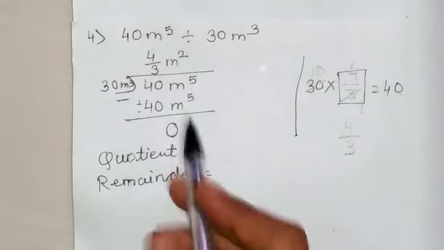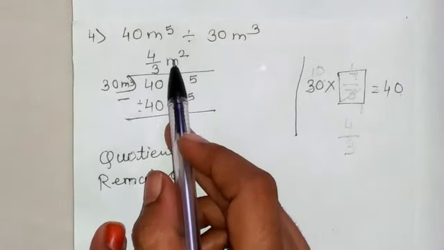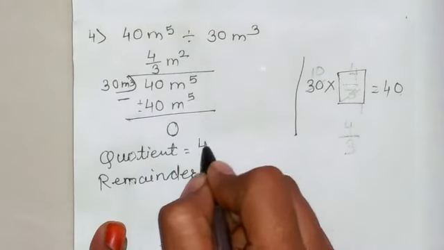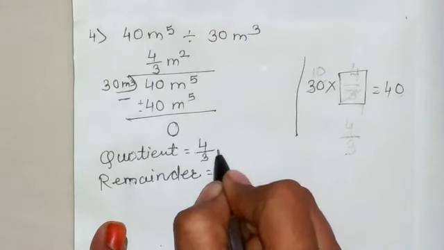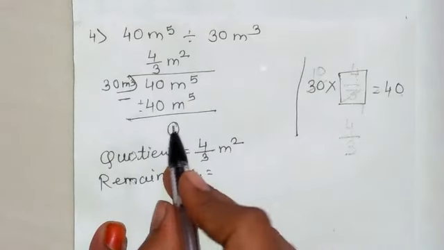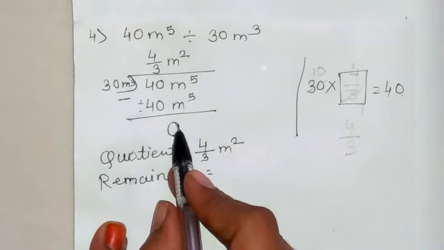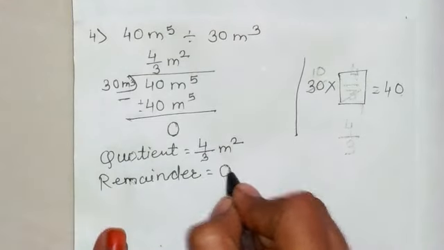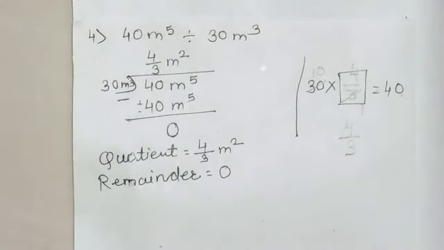After that we have to write it. This answer is called the quotient. So the quotient is equal to 4 upon 3 m raised to 2. And the figure at the base is called the remainder, so we are going to write it here. If you want, you can take a screenshot.